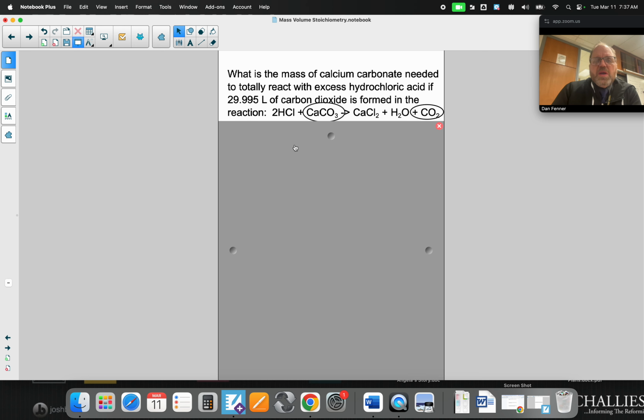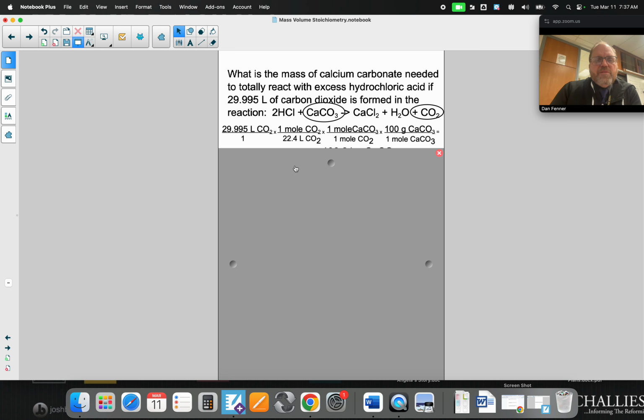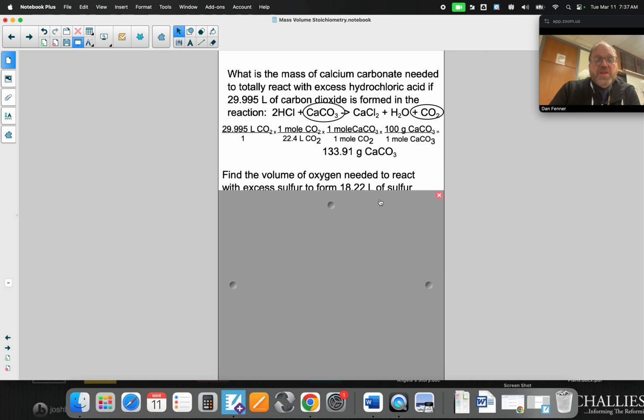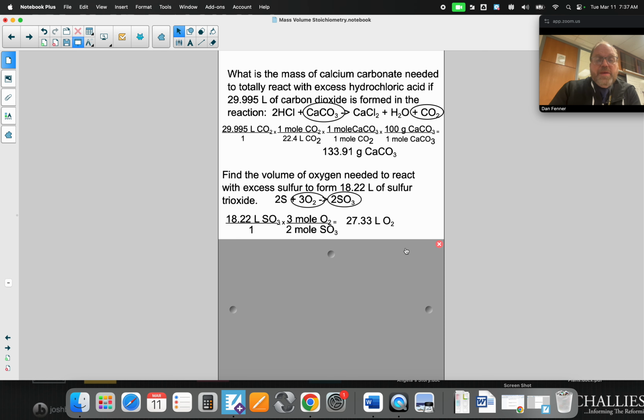So for the first one, there's our balanced equation. We have our given over 1, molar volume, balanced equation, 1 mole to 1 mole. And from the atomic mass, we get 100 grams. So the answer is 133.91 grams CaCO3. For the second one, there's our balanced equation. And because we're going volume to volume, again, it's one step because my 22.4s will cross out. So the answer is 27.33 liters.